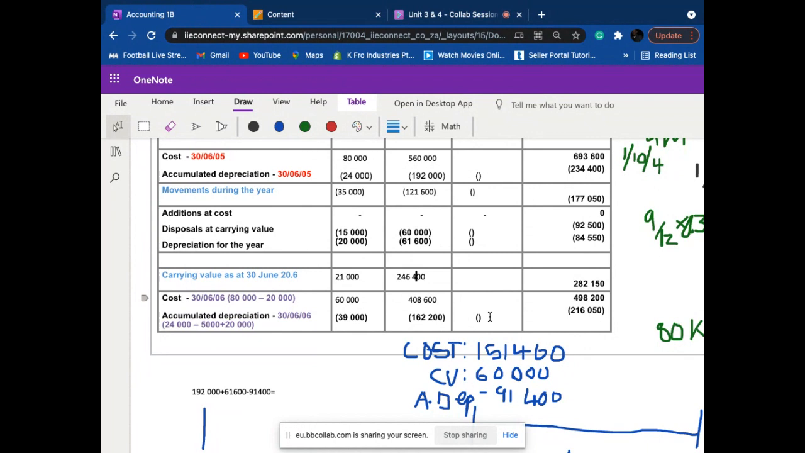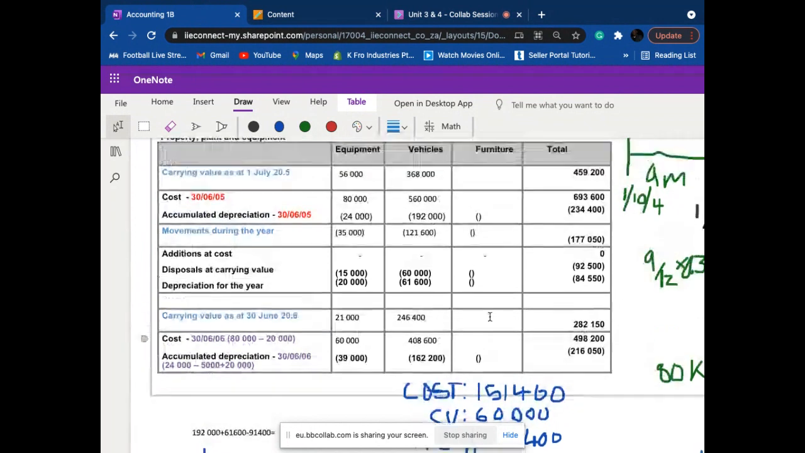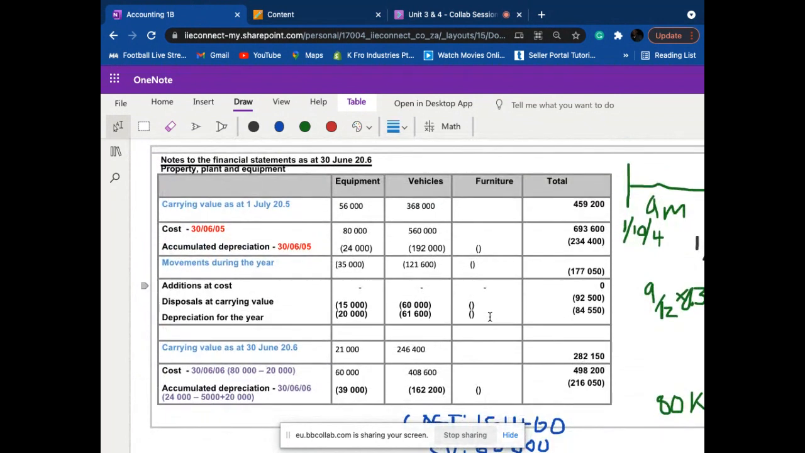So somewhere, when we deducted these, how did we get here? We simply said, what was our carrying value at the beginning of the financial year? 1 July. So the carrying value was 368 thousand. And then we said minus the 121,600, which was the movements, right? And that's how we arrived at it. But then somehow we just forgot to put the 4 there, okay?